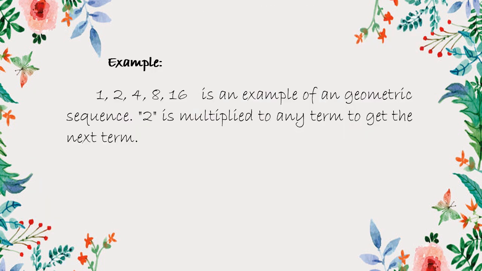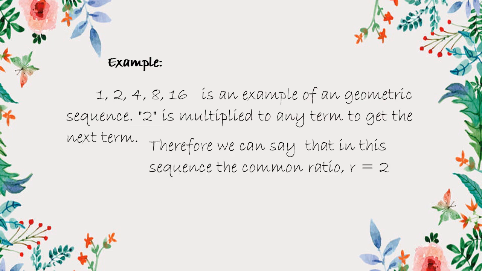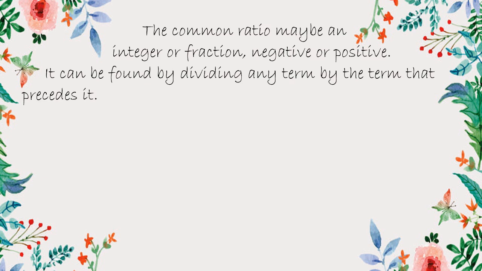We have here 1, 2, 4, 8, and 16. It is an example of a geometric sequence. By observing, we can see that 2 is multiplied to any term to get the next term. Therefore, we can say that in this sequence, the common ratio r is equal to 2. The common ratio may be an integer or fraction. It can be negative or positive. It can be found by dividing any term by that term that precedes it.